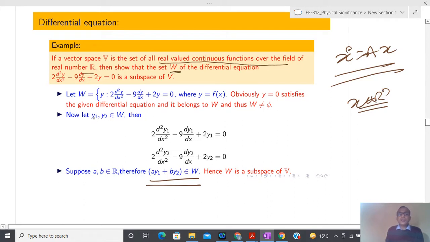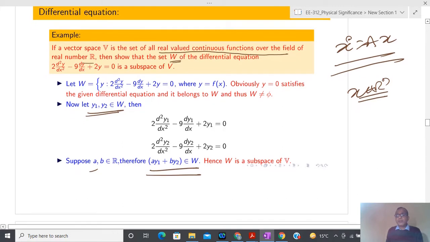So suppose y1 and y2 are solutions of this equation. If you check any combination alpha y1 plus beta y2, if you consider alpha and beta as real, here I have considered a and b, again that will form a vector space.